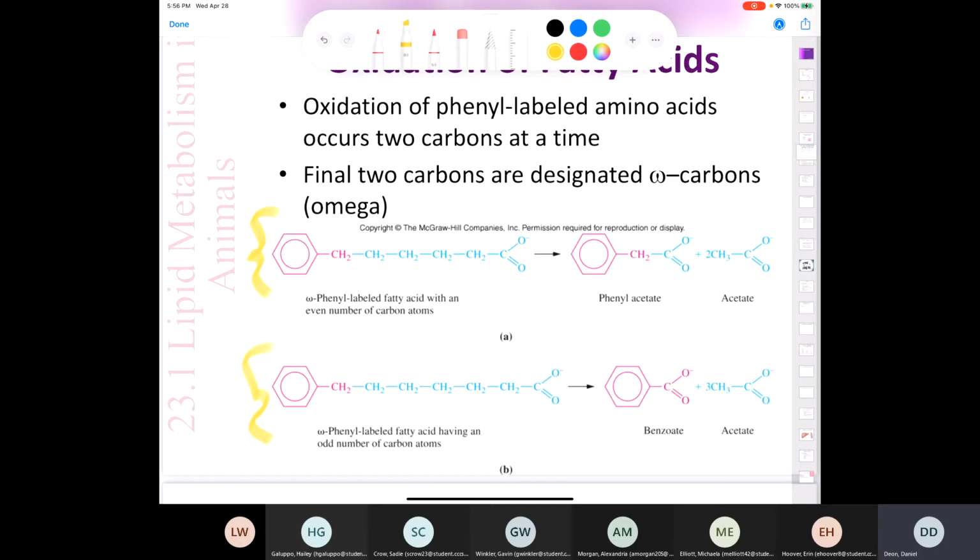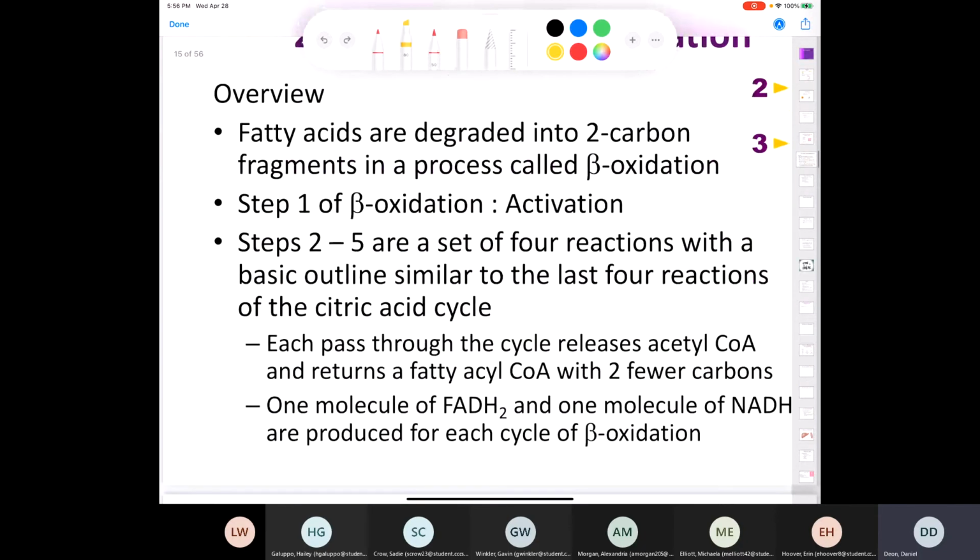All you need to know about this is that his conclusion is that the fatty acids were oxidized or metabolized 2 carbons at a time, because no matter what, he ended up with these 2 carbon units. And if he didn't have 2 carbons left over, then the metabolism wouldn't continue. So that's the whole point of this experiment. We now know that the 2 carbon fragments produced by the degradation of fatty acids are not the acetate molecules shown here, but acetyl coenzyme A. And the pathway for the breakdown of fatty acids into acetyl coenzyme A, that's what we call beta oxidation.